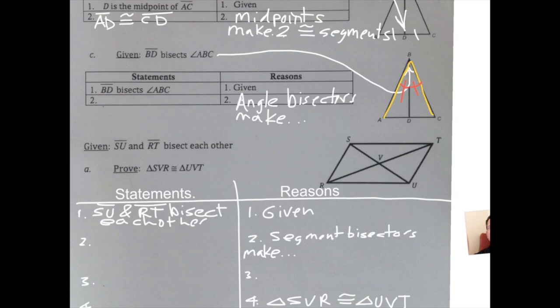So what do angle bisectors make? They make two equal or two congruent angles. And on the left-hand side here, where the statements are, I'm going to record which two angles are the same. So the two red angles in the picture, angle ABD is equal to or congruent to angle CBD.